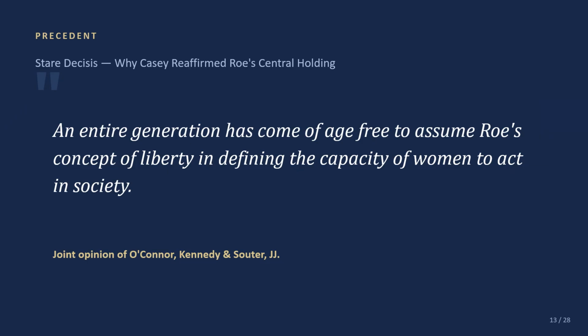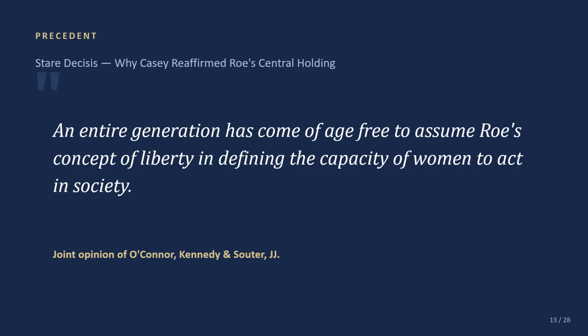So this slide gives us a direct quote from the joint opinion, and I want to read it to you slowly because the reasoning here is doing something distinct from anything that we've discussed so far today. And it's not really about the merits of the underlying right at all. It's about the doctrine of stare decisis itself. And the quote is, "An entire generation has come of age free to assume Roe's concept of liberty in defining the capacity of women to act in society."